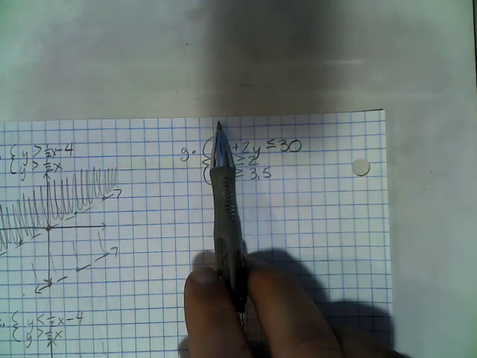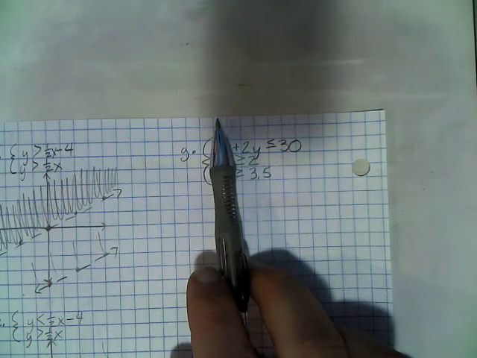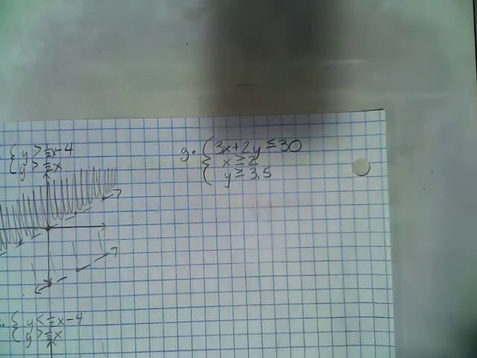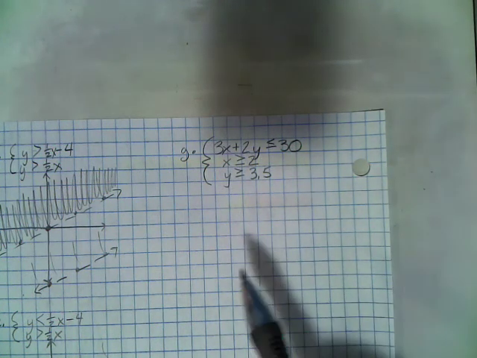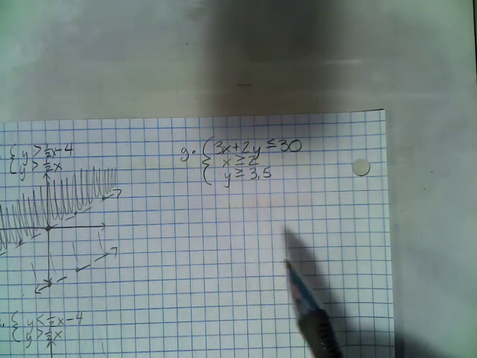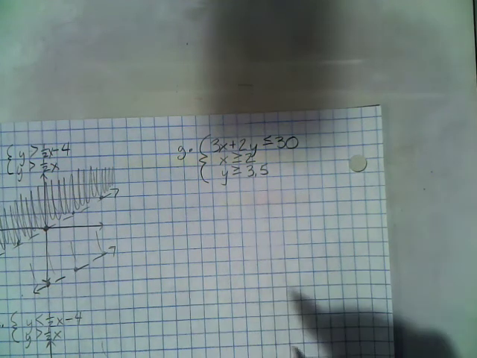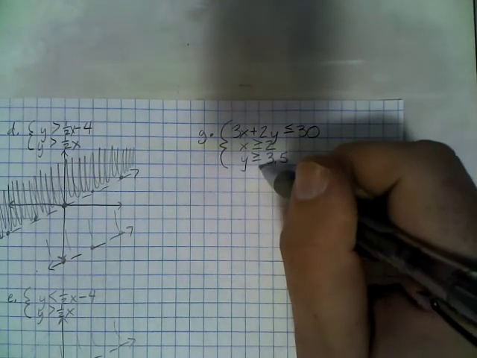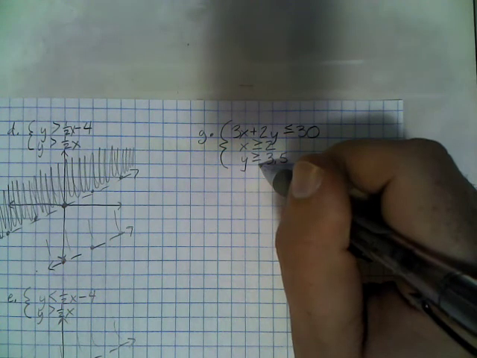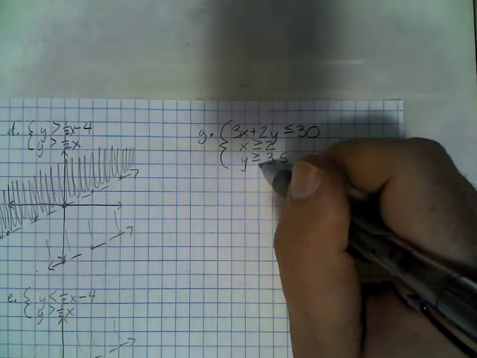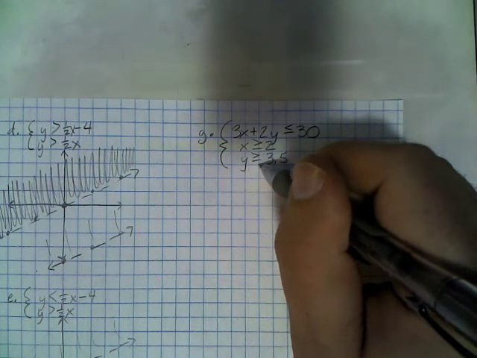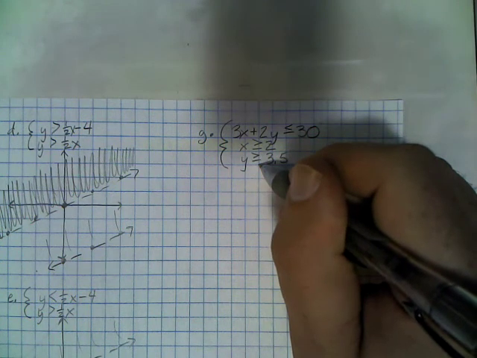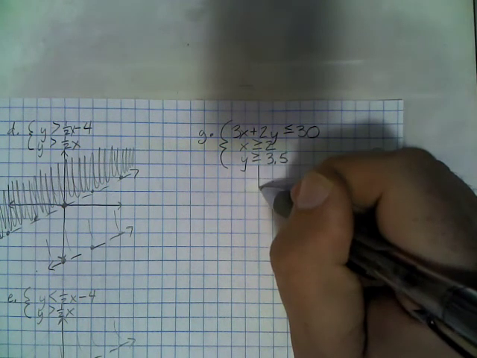I plug in 0 for x, so 2y equals 30. Divide both sides by 2, y equals 15. That would be my y-intercept. So I kind of like that. So 10 and 15, though, are two values that are going to come up. So I got to decide how big do I want to make this. Let's go 6 in every direction.